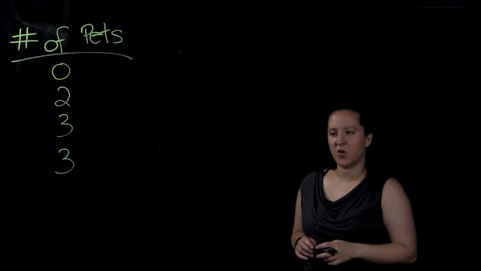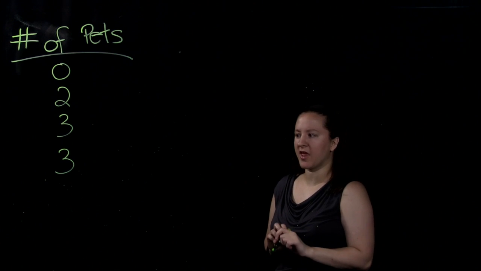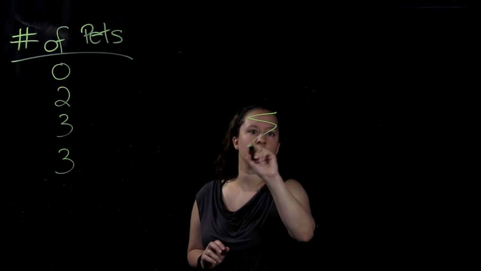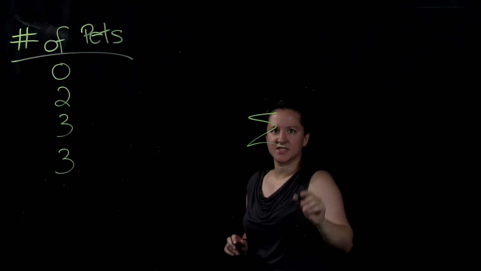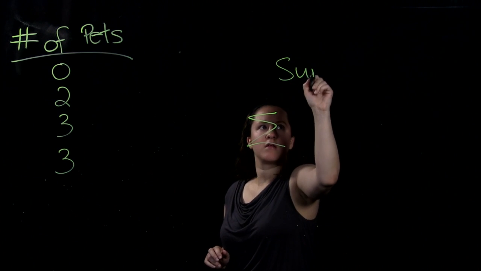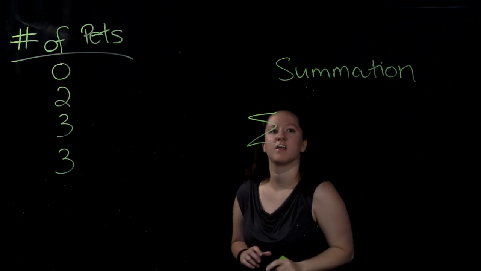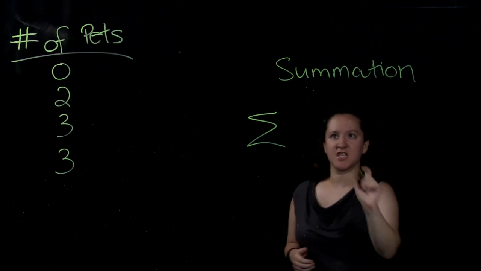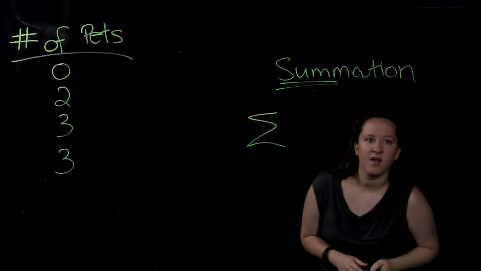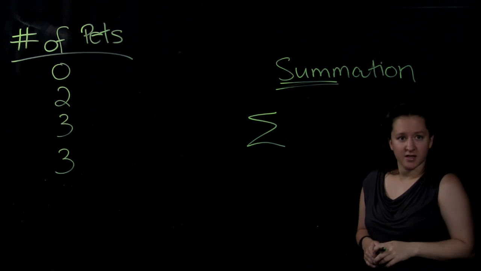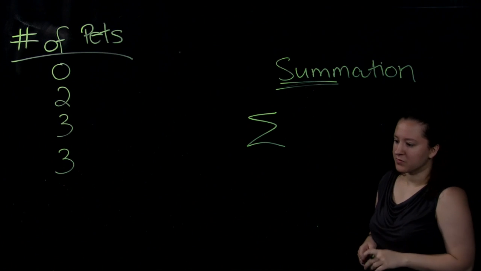There are a number of times in the course where you're going to see the Greek capital letter sigma. This is also known as a summation. This symbol tells you that you should take the sum of all the observations, in other words, add them.